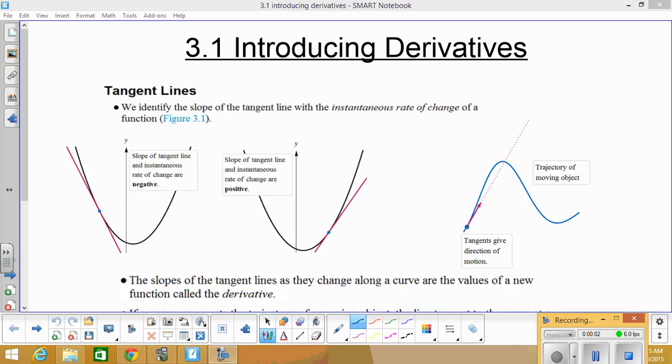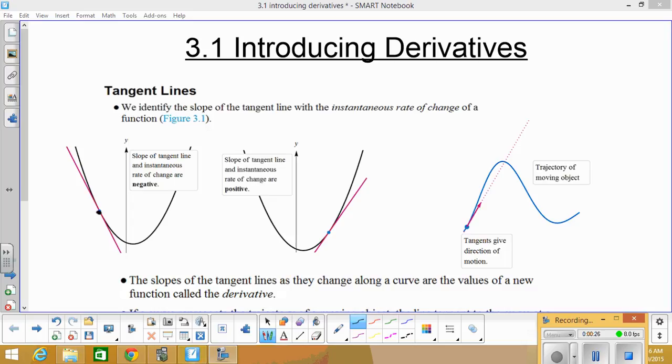3.1, introducing derivatives. What we're going to do is go back to the tangent lines that we did in 2.1 and talk about average and instantaneous velocities. So we're talking about tangent lines, the instantaneous one: at one point, that line that's tangent to that point on a curve. And then we can look at the slopes.